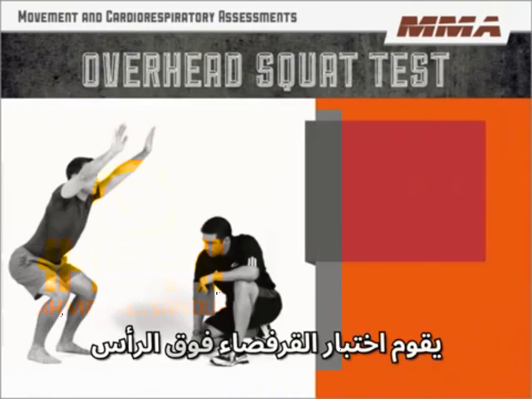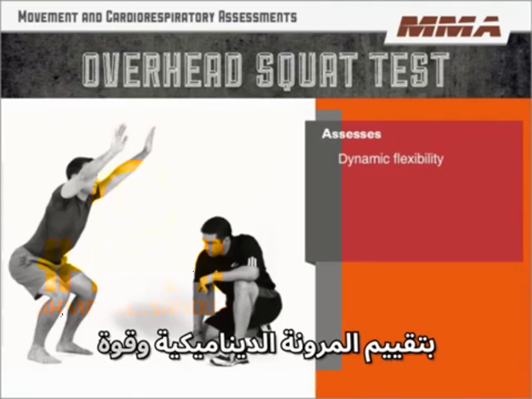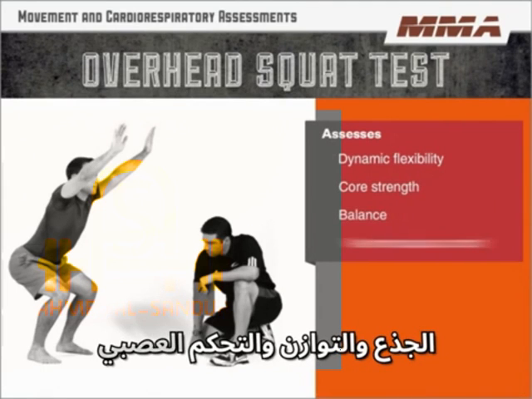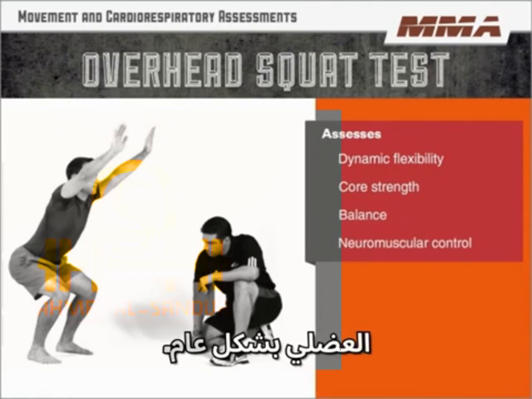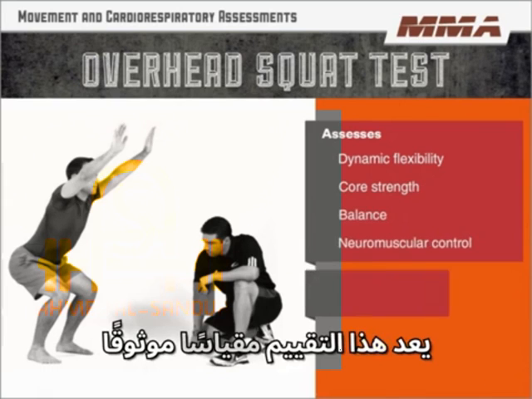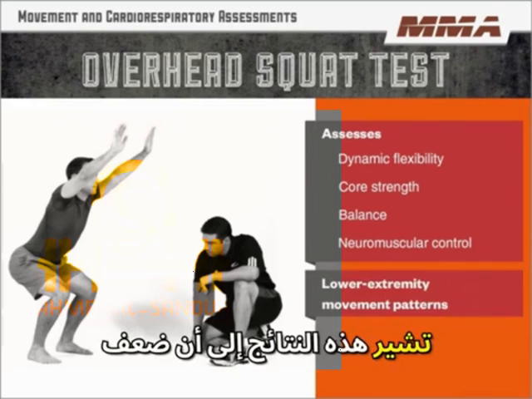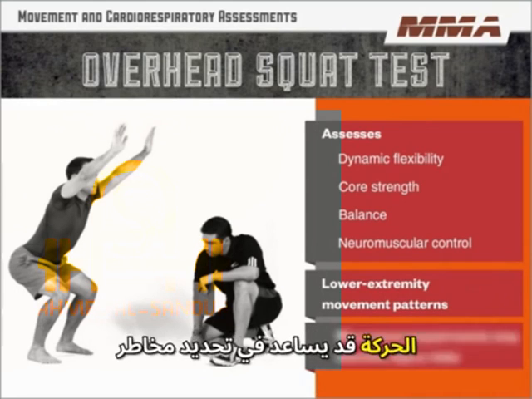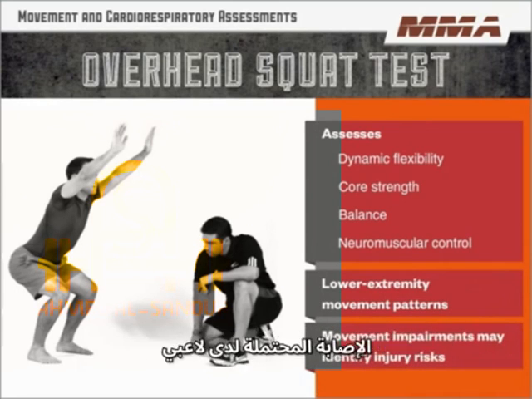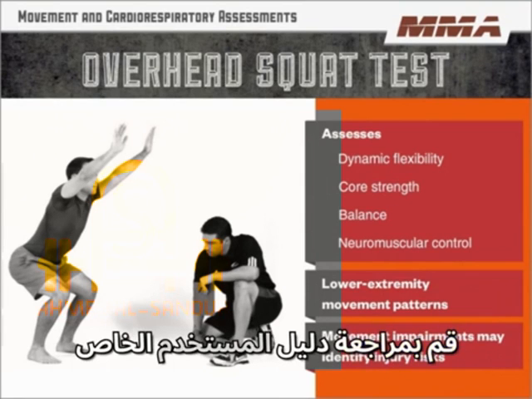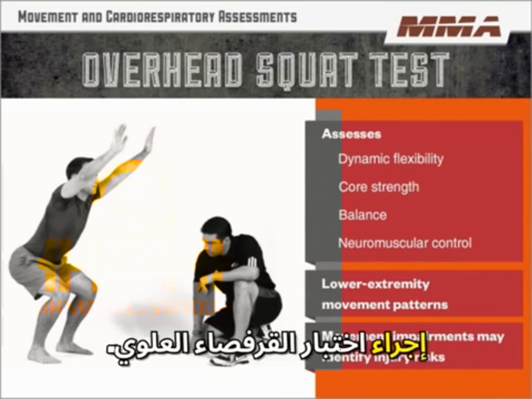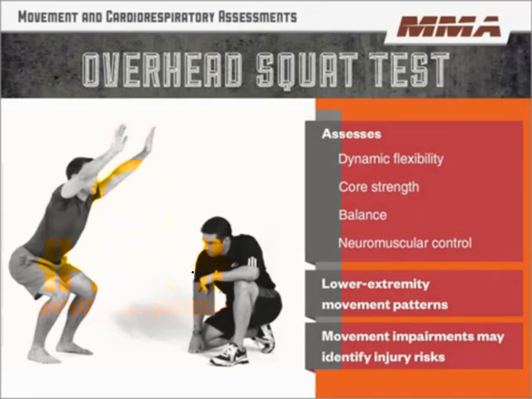The overhead squat test assesses dynamic flexibility, core strength, balance, and overall neuromuscular control. This assessment is a reliable measure of lower extremity movement patterns when you apply standard protocols. These results suggest that movement impairments may help identify possible injury risks in your MMA athletes. Consult your manual for instructions on how to perform the overhead squat test.